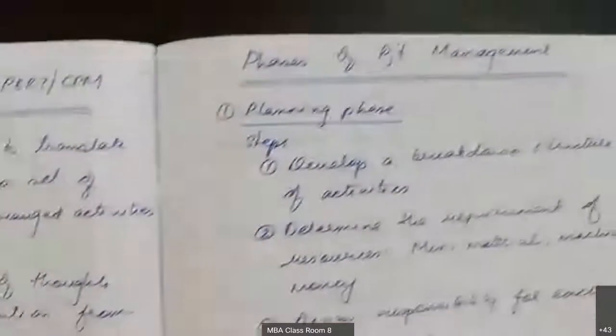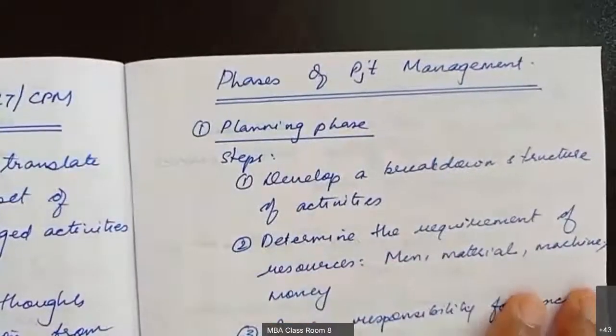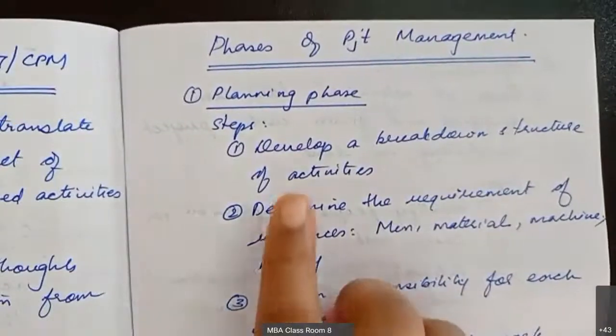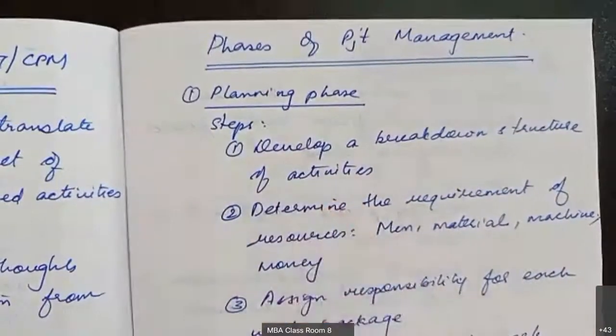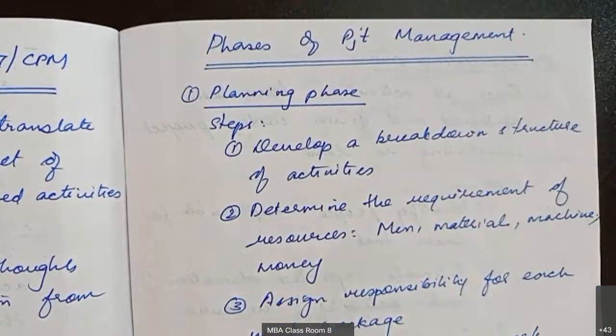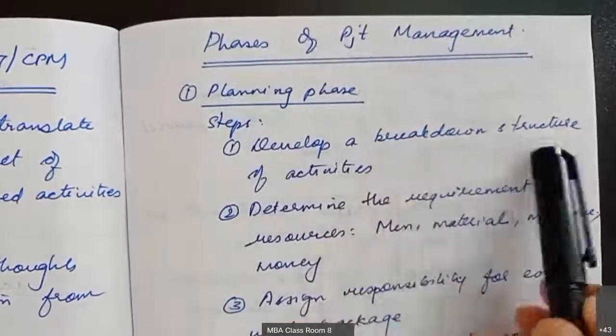Next important thing is phases of project management. We have three phases. First one is the planning phase. In the planning phase, you have different types of steps. The main thing that happens is you will list out what the different activities are, what time is taken for each activity, and what resources are required for completing each of these activities. So the main thing that happens in the planning phase is developing a breakdown structure.